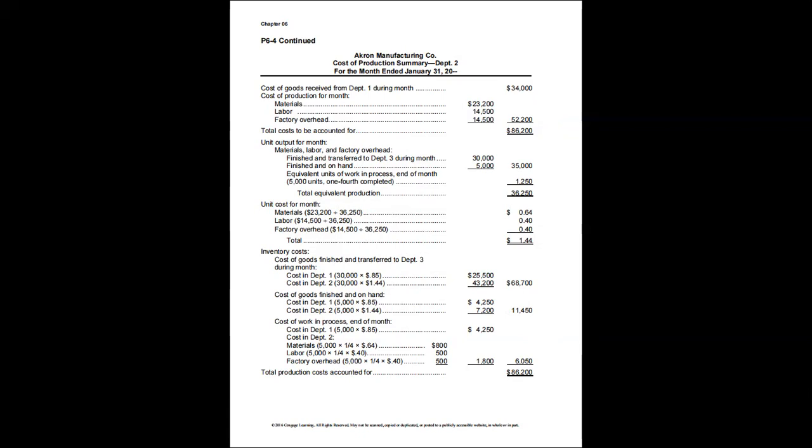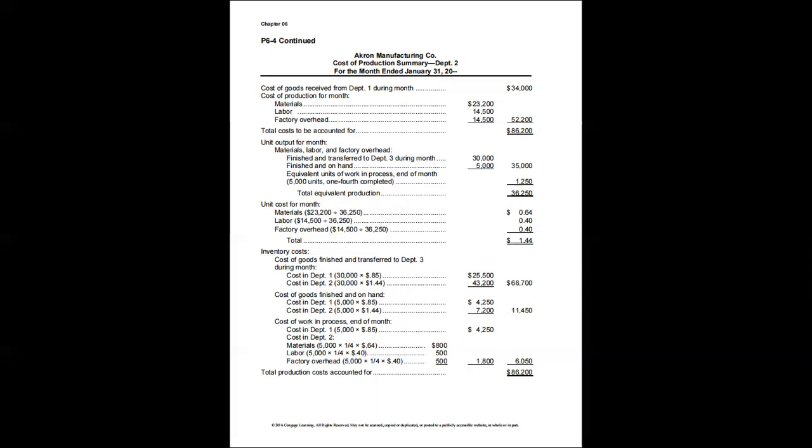So the unit cost for the month now is taken by dividing the material unit cost by its equivalent production. So we now get 36,250. The same with labor and factory overhead. So we have the cost per unit. Take note that here we have only one equivalent production that applies to materials, labor, and factory overhead.